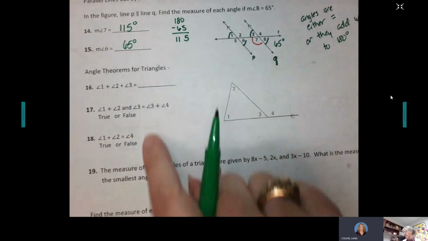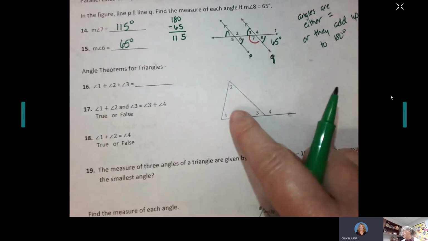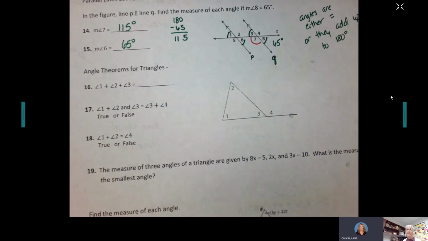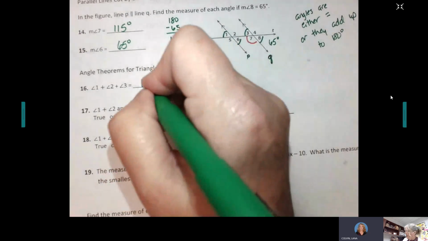Okay, this next part should go pretty quickly. Angles 1, 2, and 3 have to add up to what? 180 degrees.